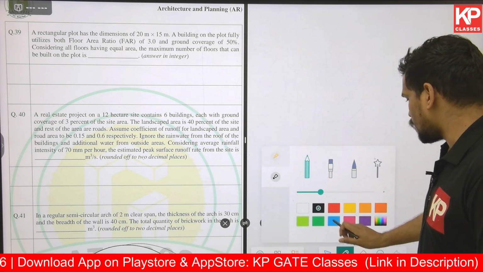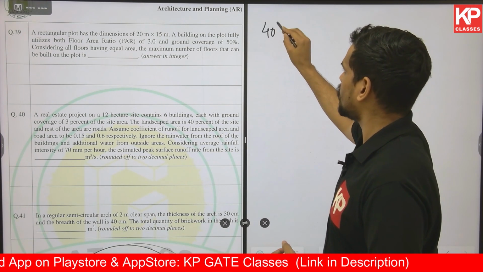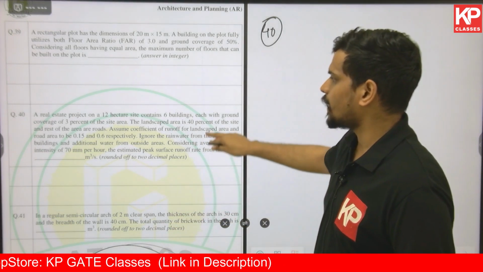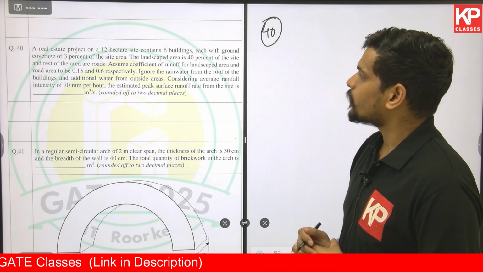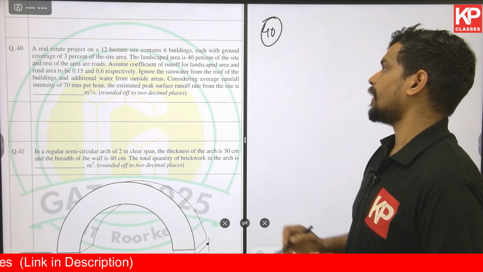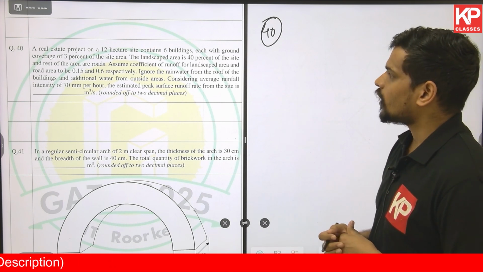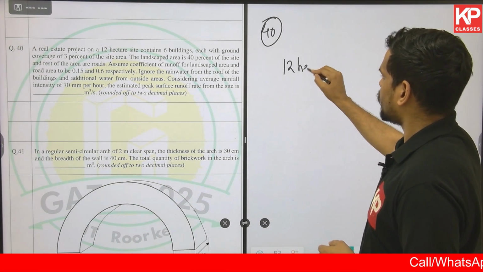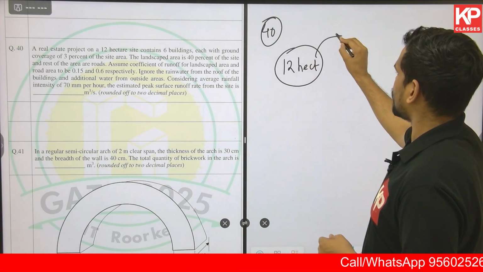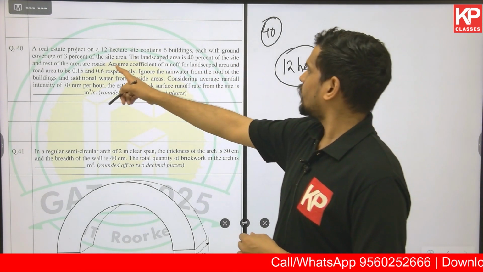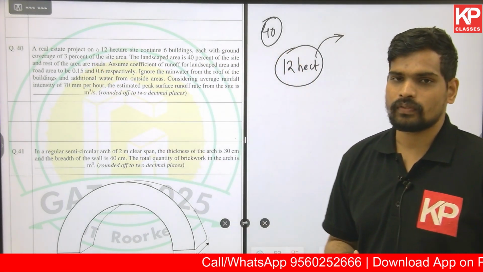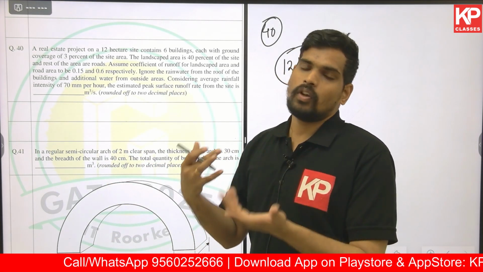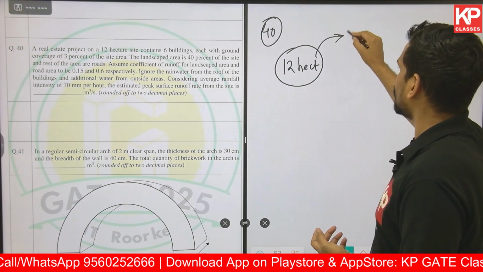Moving on to the next question, that was a simple one. The next question is question number 40, which is related to runoff calculation from landscape. Let us look into this question. A real estate project on a 12-hectare site consists of 6 buildings, each with a ground coverage of 3% of the site area. So there is a plot of 12 hectares, and in this 12 hectares there are 6 buildings, each with a ground coverage of 3% of the site area. If every building occupies 3% of the site area, 6 buildings together will occupy 18%. 6 into 3, that is 18% of the site area.